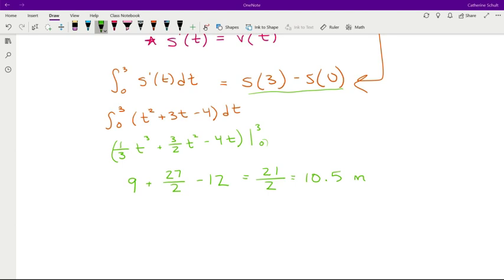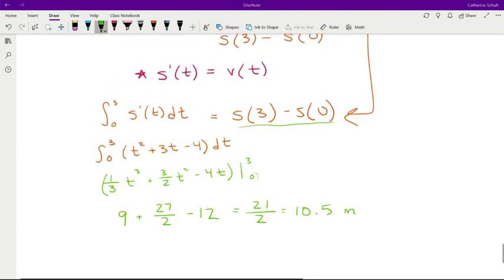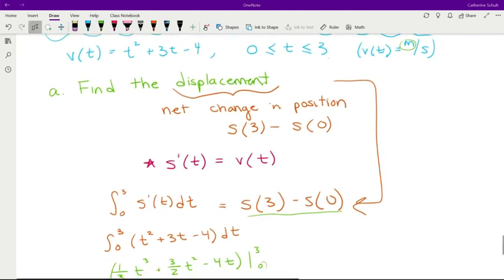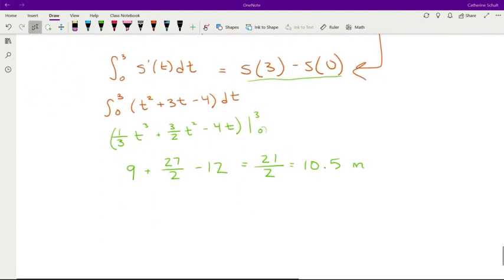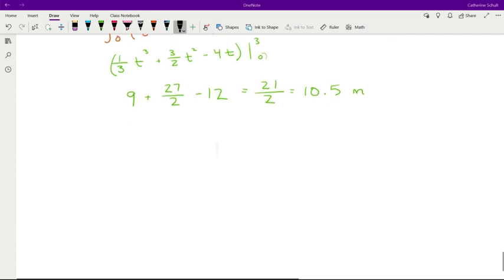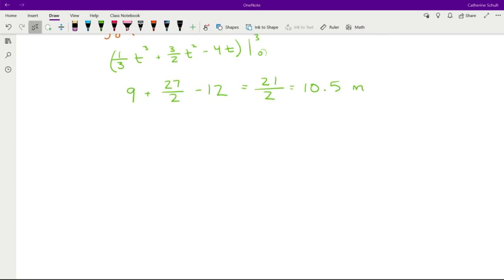Now that we have the displacement, we're going to actually figure out how much this object traveled, right? So we have this position function. I'm not sure what it looks like, but similar to something we just did.